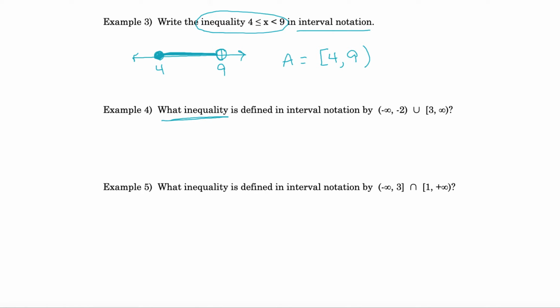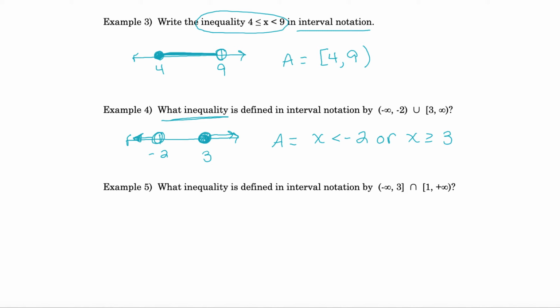So I'm going to sketch a number line here. We have negative 2 and we have positive 3. Negative 2 is excluded, and then we're moving to the left. 3 is included, and we're moving to the right. So this will certainly help me write it in inequality. So let's say A is equal to x less than negative 2, or x greater than or equal to 3.